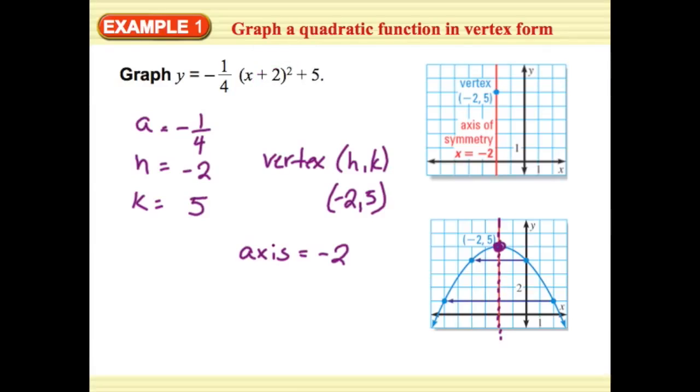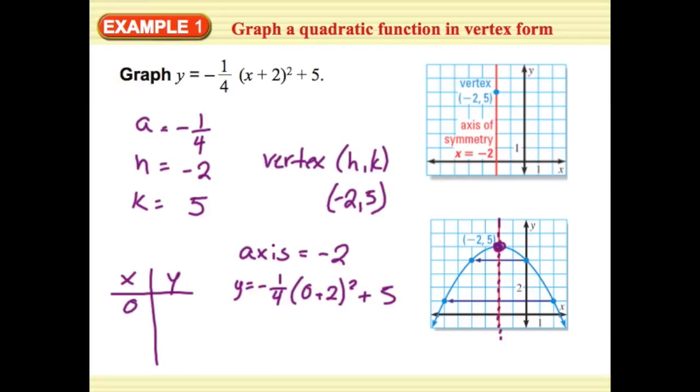So let's say, for example, my first x value is going to be 0. I can plug in y equals negative 1/4 times 0 plus 2 squared plus 5. 0 plus 2 is 2, obviously. 2 squared is 4. Negative 1/4 times 4 is negative 1 plus 5 would equal 4. So at 0, my y value is equal to 4. So if I go to my 0 axis and I go up 4, I can plot another coordinate.